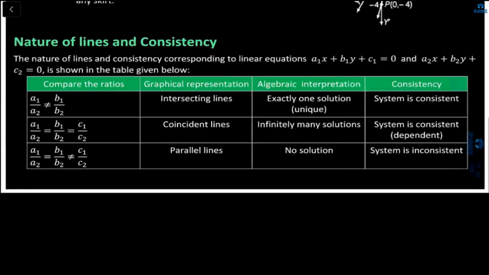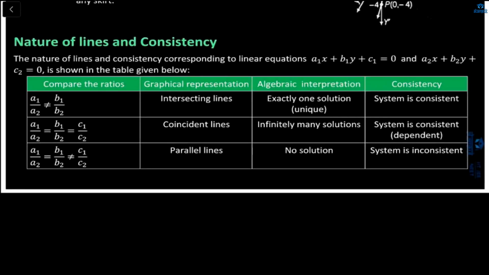So the two equations can be written as a1x, just for avoiding confusion, for one equation I'm using a1 and for the other equation I'm using a2. So a1x plus b1y plus c1 is equal to 0. This is your first linear equation in two variables. Now the second one is a2x plus b2y plus c2 is equal to 0. Now how do we compare and tell what type of solution the equations will have?